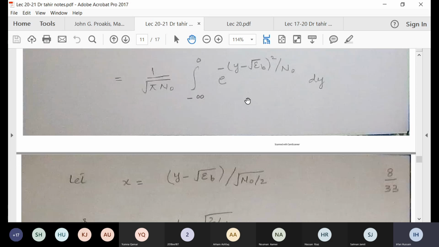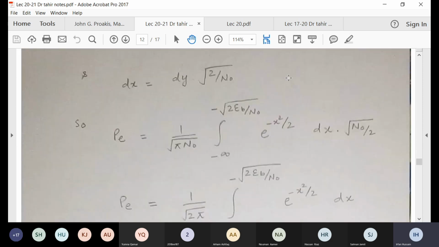So what we do is say (y minus root Eb) over this thing is equal to x. Hence, (y minus root Eb) whole squared will be equal to x squared times N0 by 2. So x squared times N0 by 2 means N0 and N cancel. This becomes x squared by 2, and will come out to be x squared by 2.